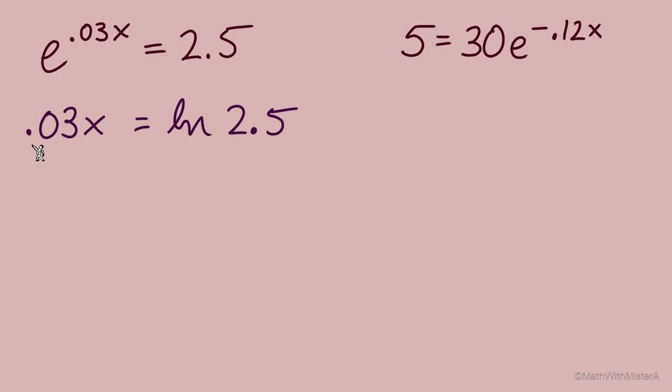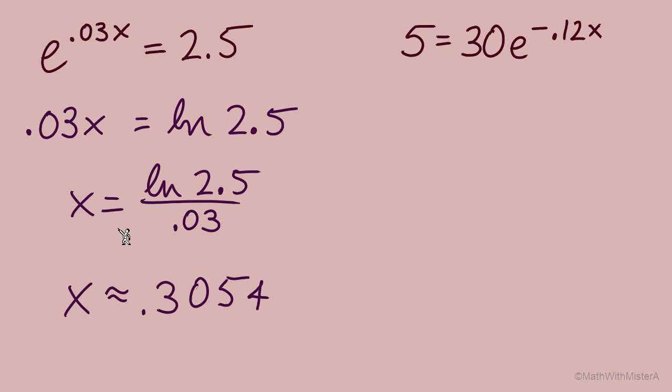To finish solving for x, we have x times 0.03. Let's divide both sides by 0.03, and there is our exact answer. If I want exact, I'm leaving it just like this. If I want a decimal approximation, then I'll punch it in and get approximately 0.3054.